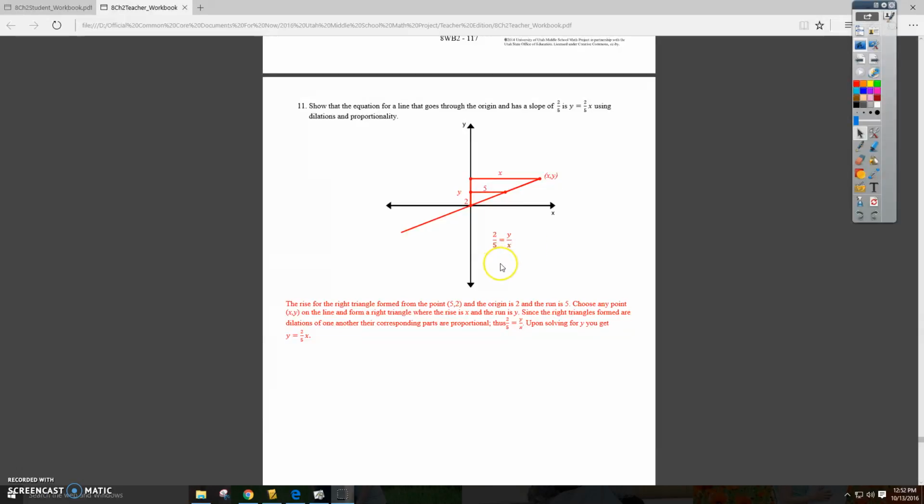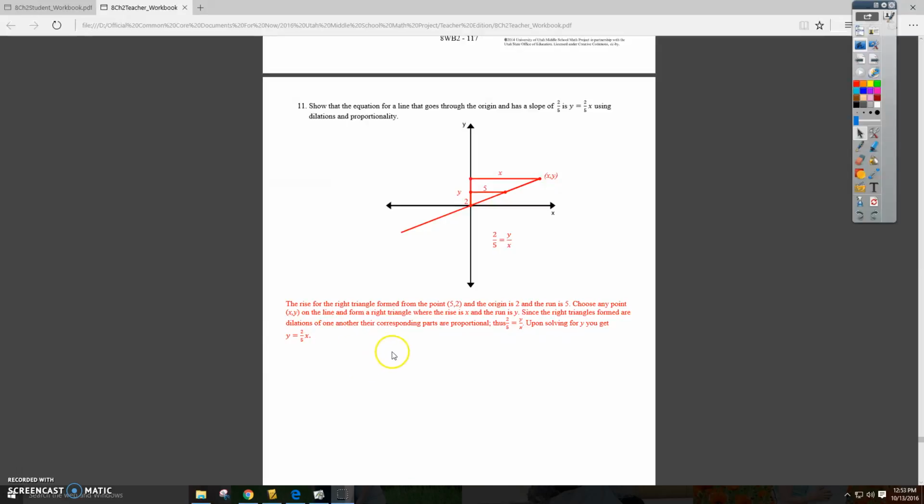then we get y equals 2 over 5 times x. So it says the rise of the right triangle formed when the point 5, 2 and the origin is 2 and so the rise is 2 and the run is 5. You choose any other point there. The rise is y and the run is x. Using that proportion, we create y equals 2 over 5x.